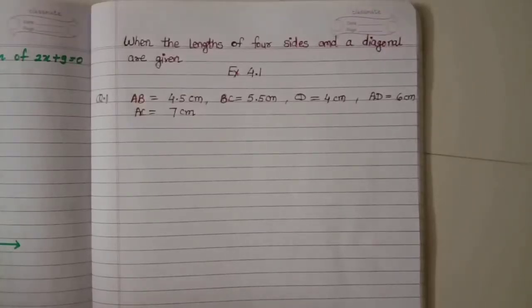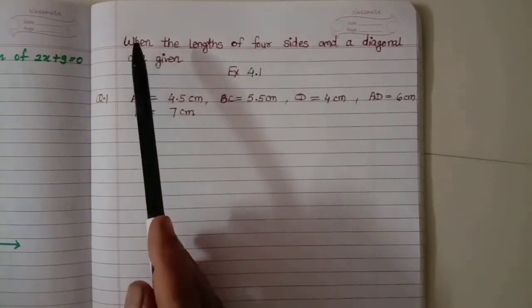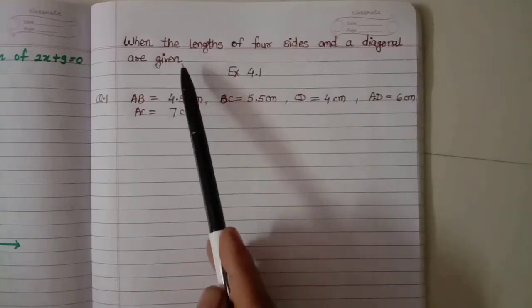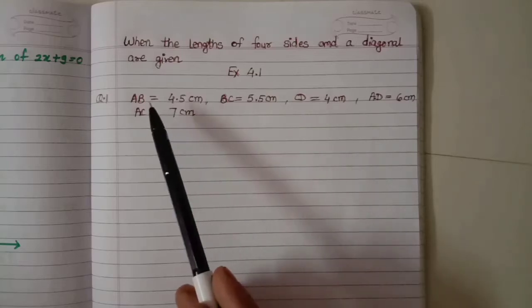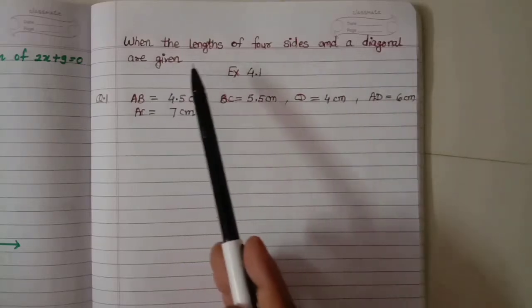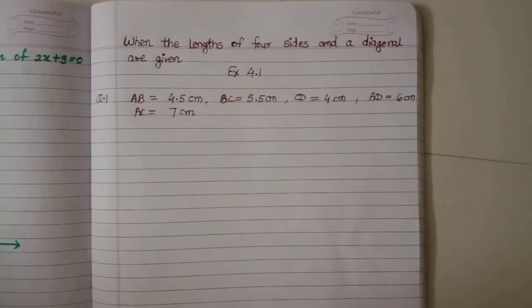Hello students, today we will solve exercise 4.1. Exercise 4.1 is based on the condition when the lengths of four sides and a diagonal are given. It means in this exercise, the lengths of four sides and one diagonal will be given, and we will make a quadrilateral. Students, as we know, for making a quadrilateral we require 5 measurements.